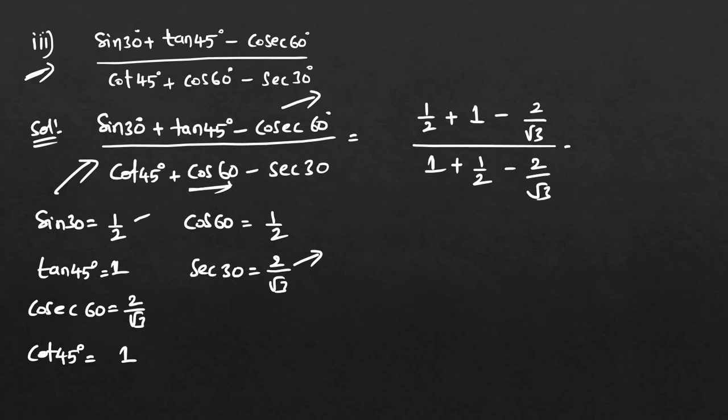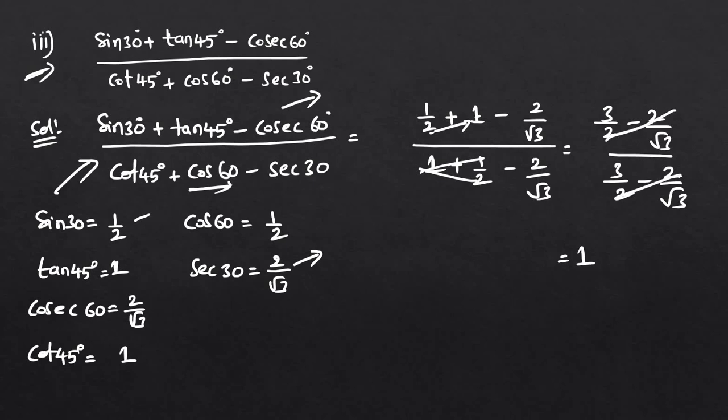So see here. 2 1 ja 2, 2 plus 1 is 3. So 3 by 2 minus 2 by root 3, and again 2 1 ja 2, 2 plus 1 is 3 by 2 minus 2 divided by root 3. So numerator and denominator are equal, so we can cancel this one. We will get the answer as 1 here. So 1 is the answer of the given question.